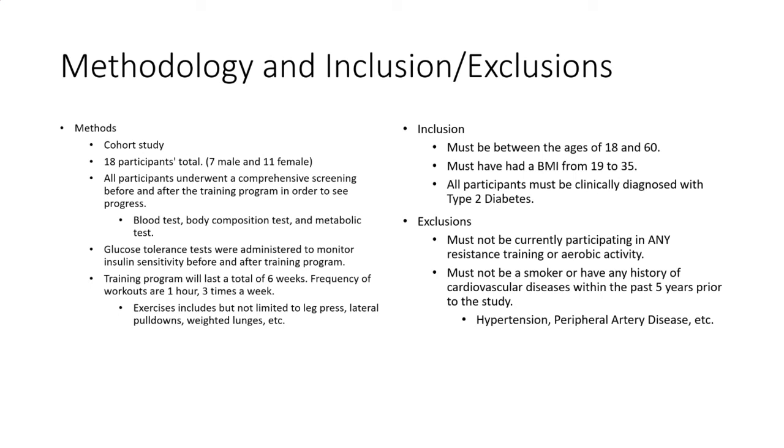Moving on to inclusions. So you must be between the ages of 18 and 60. You must have a BMI between 19 to 35, and you obviously have to have type 2 diabetes. Exclusions. So if you participated in any physical activity that is resistance training or even aerobic activity, you're not allowed to participate in this study. You must not be a smoker or have any history of cardiovascular disease within the 5 years prior to the study, which includes hypertension, peripheral artery disease, and various other cardiovascular impairments.